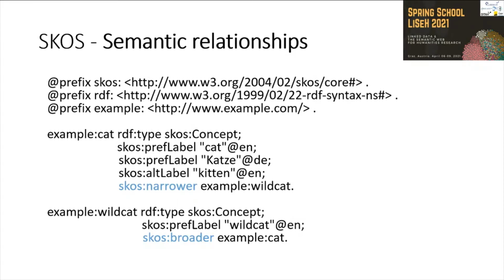And here we have an example of semantic relationships between two concepts in RDF. The concept of cat has a narrower concept wildcat, and the concept of wildcat has a broader concept, which is the concept of cat.